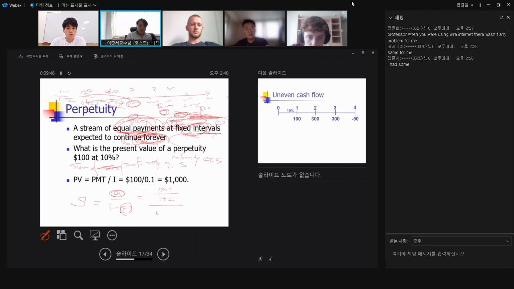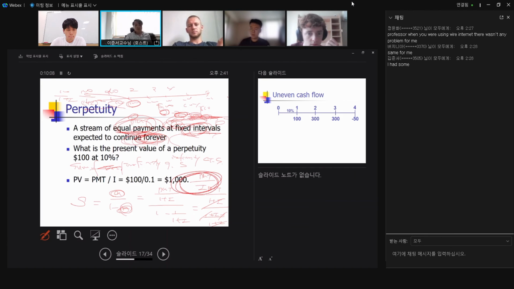What is the common ratio? 1 divided by 1 plus I, right? So if you rearrange this equation, payment divided by 1 plus I, times 1 plus I minus 1, divided by 1 plus I. The 1 plus I is wiped out, 1 minus 1 equals 0. So the remaining one is what? Payment divided by I, okay?